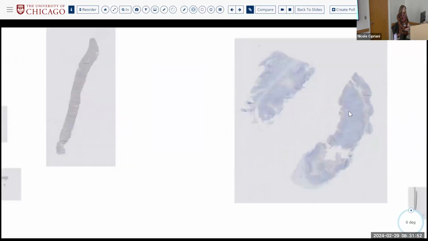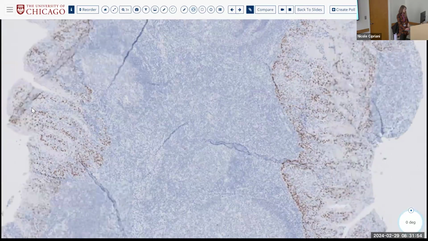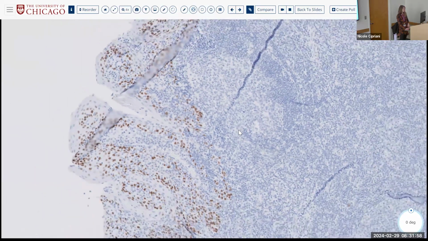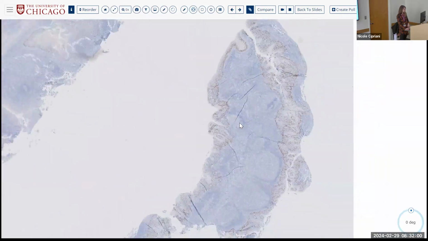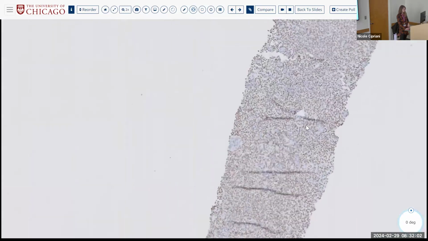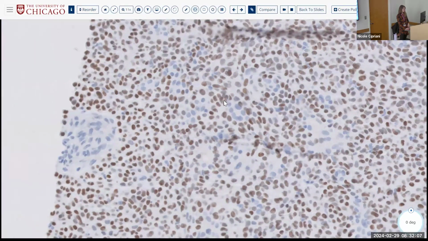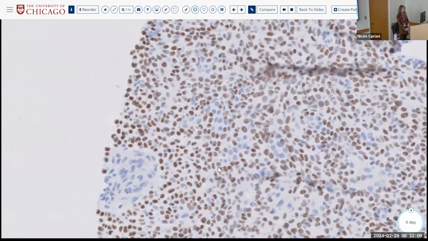So did we do stains? Yeah, we did. So this looks like it's staining the epithelium of a tonsil. So this must be like a P63 or P40. So we have many cells that are staining, but we have some that are not, right?